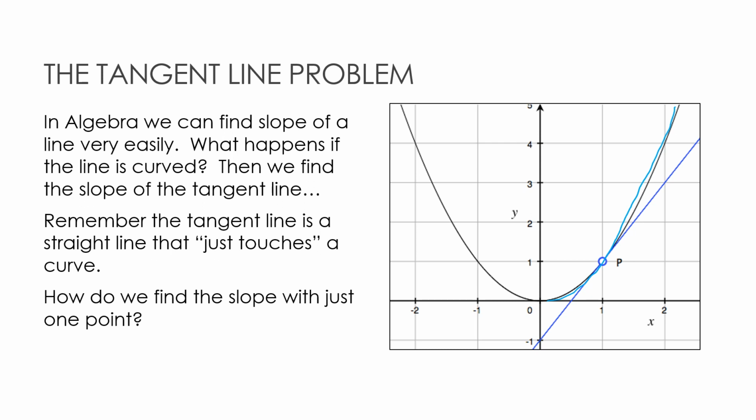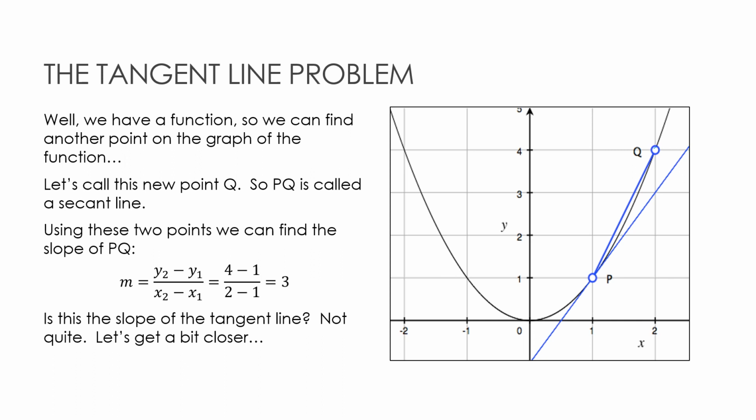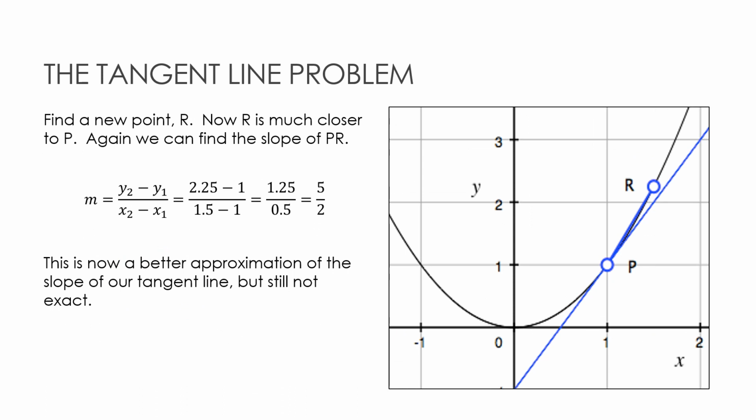So what I could do is take a look at an approximation. Notice I've added an extra point here, and I can look at the slope of this, what is called a secant line. Now again, I'm just using the slope formula that we know from so many classes before this, but that's not quite the same as this line that I'm looking for. I'm trying to find the slope of this line, so how do I find that slope? Well, what if I get a bit closer? So now you can see I've created point R, and point R is closer to P, and it seems that the approximation is closer. So now I have a slope of 5/2, but it's still not exactly correct.